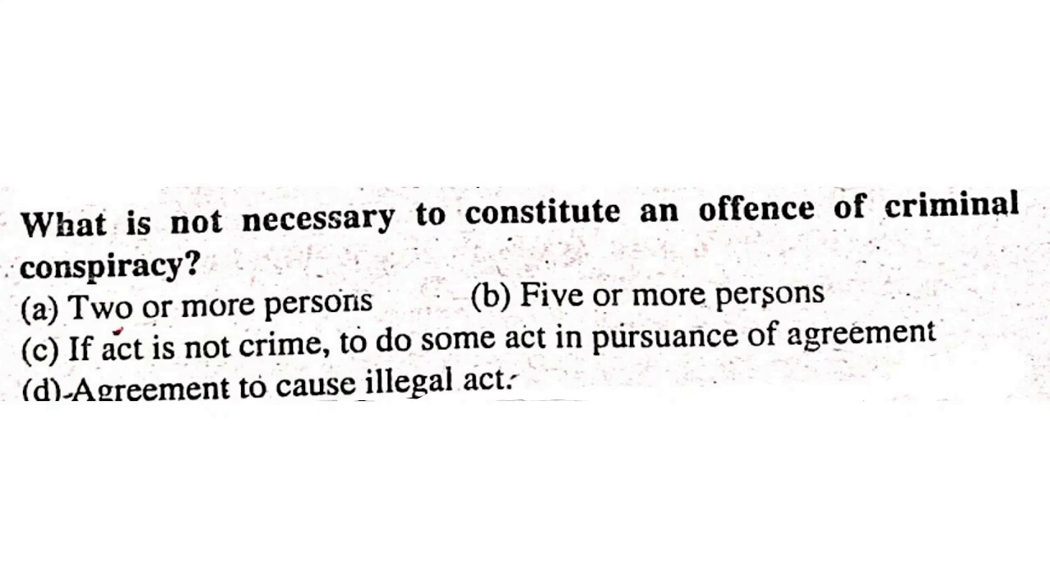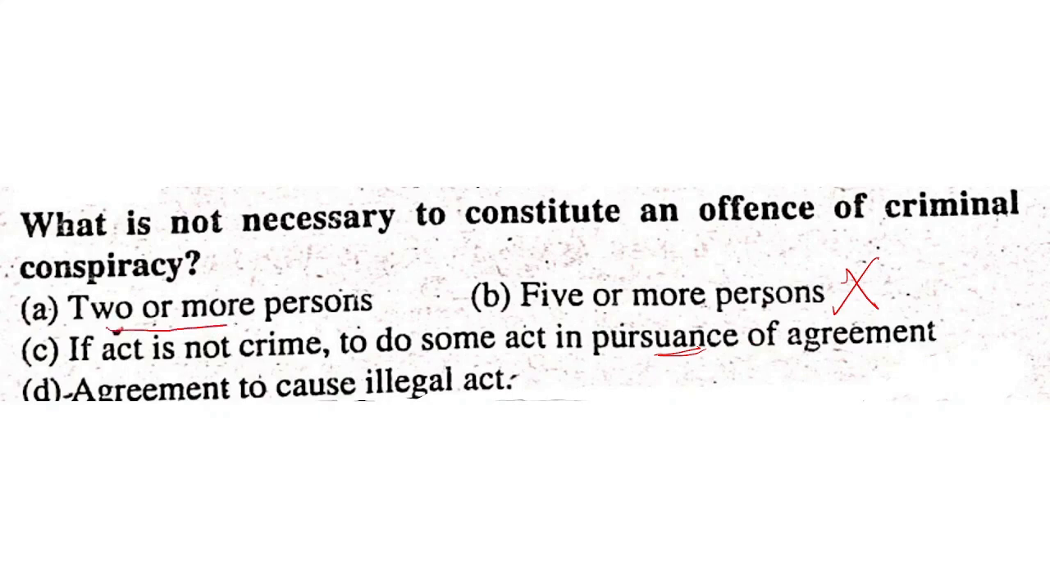What is not necessary to constitute an offense of criminal conspiracy? Two or more persons, it is required. Five or more persons, it is not required. If an act is not a crime, that is, the act is legal, to do some act in pursuance of the agreement, this is also not required. This is what is not necessary to constitute an offense of criminal conspiracy.